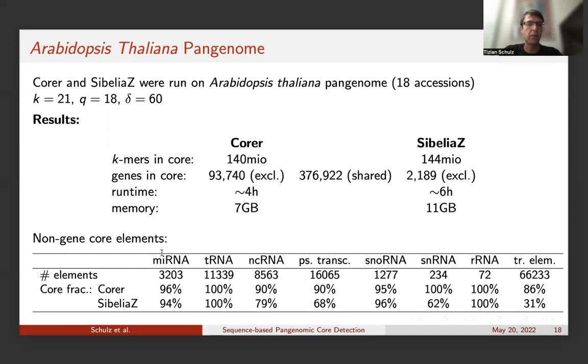Here we also had a look on non-gene core elements, and we could find that part of our core were most of all non-coding RNAs, some pseudotranscripts, and also transposable elements. This was reported by both tools.